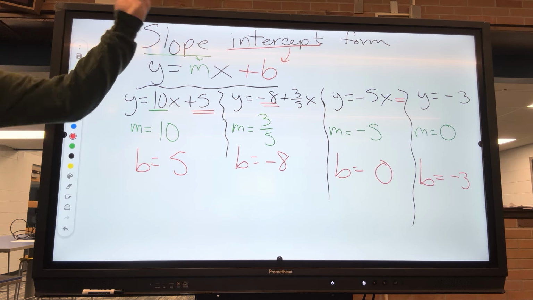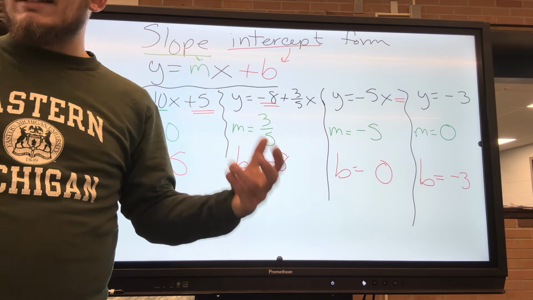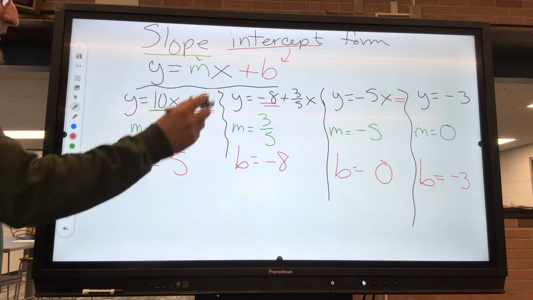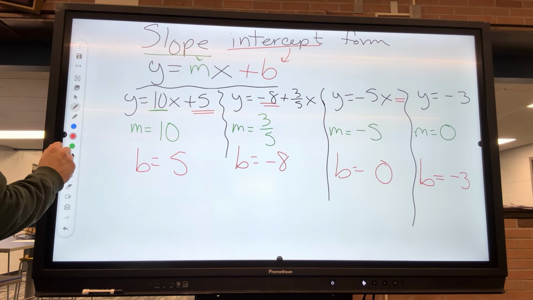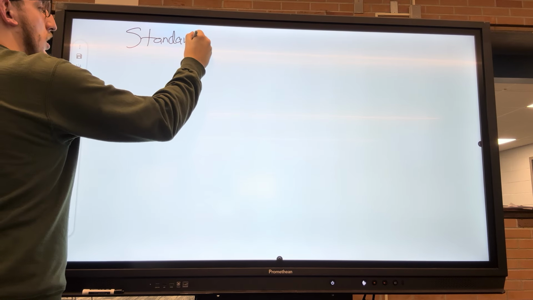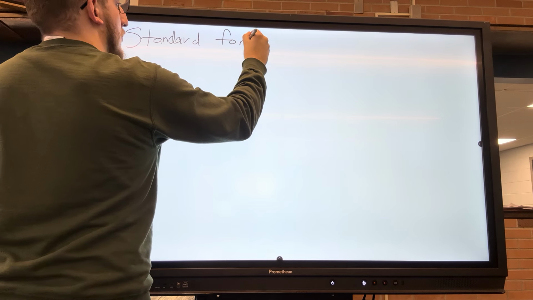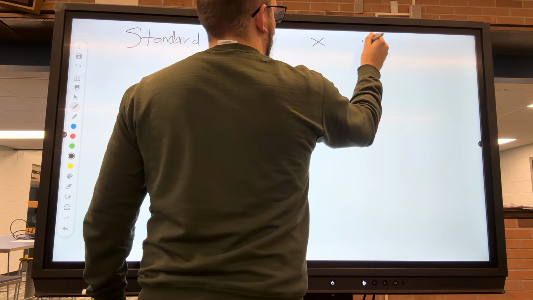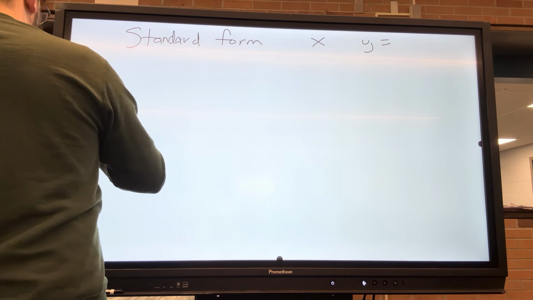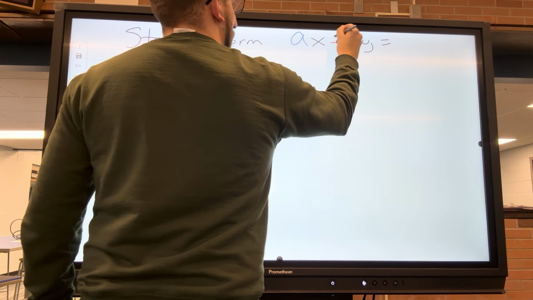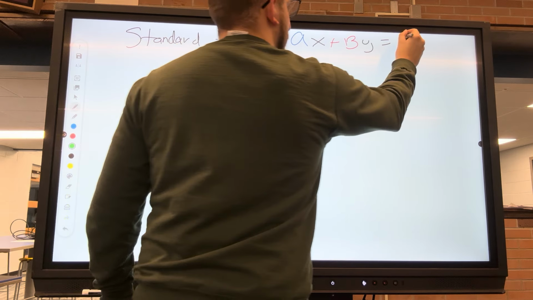Now we're going to move into something called standard form. So let me erase this. Standard form is in the format of ax plus by equals c.